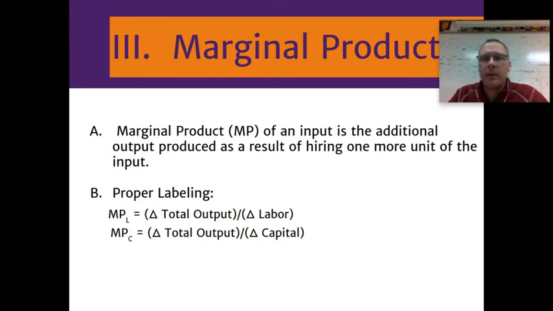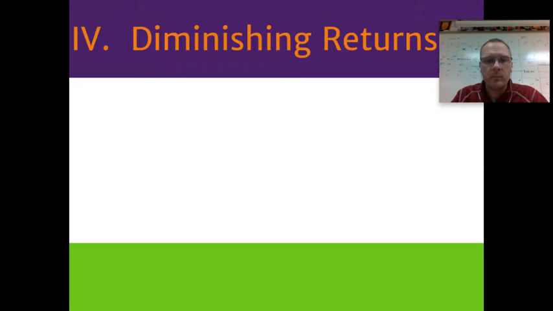If we're looking at some sort of like a plant capacity, looking at like a new machine or something like that, that could be considered capital. And we're looking at the change in total output divided by the change in capital. Like one new machine is going to produce how many more units.